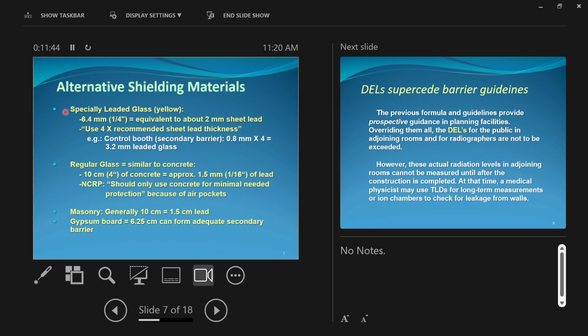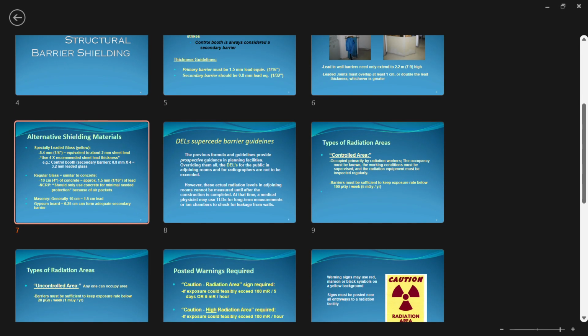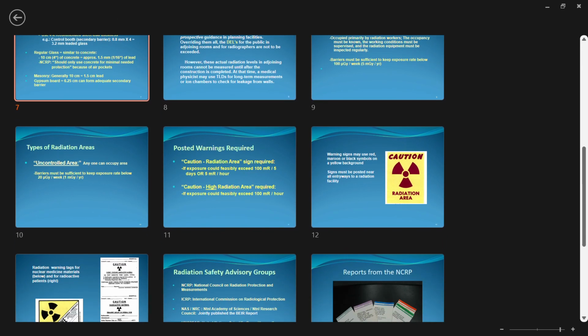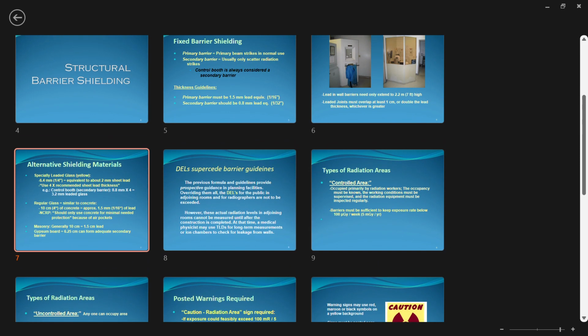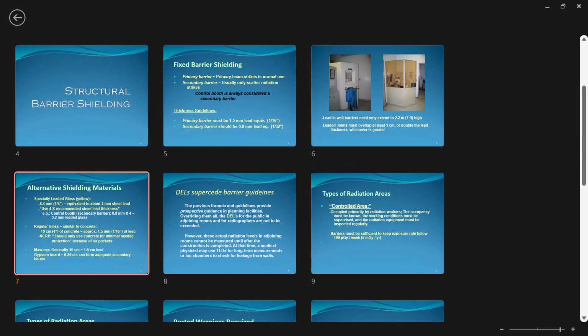But with a leaded glass window, it stops X-rays, but allows visible light to travel through it. So it's special in that way, right? It stops the high energy stuff, but lets the low energy light, visible light, travel right through. Okay. That's some very important stuff about structural shielding, the requirements for primary and secondary barriers.